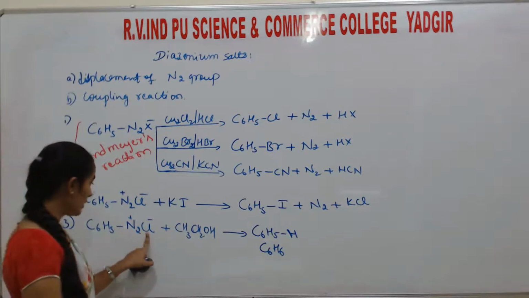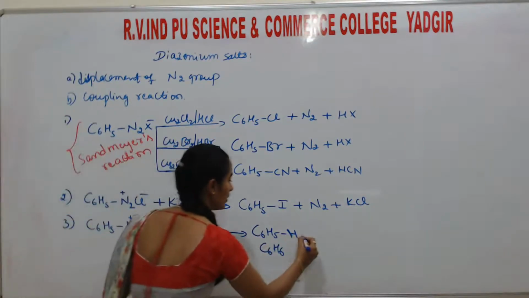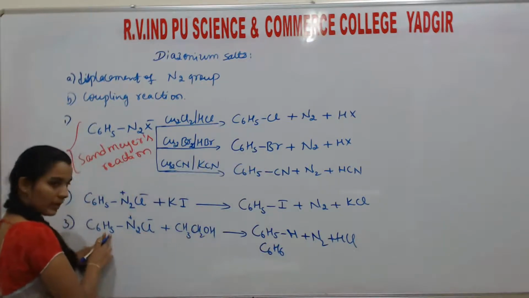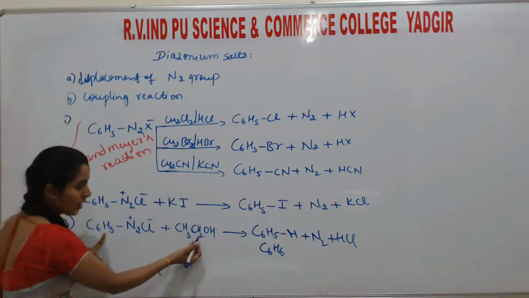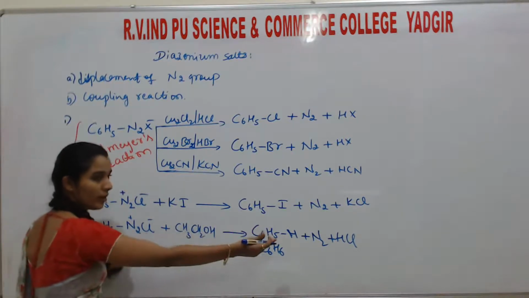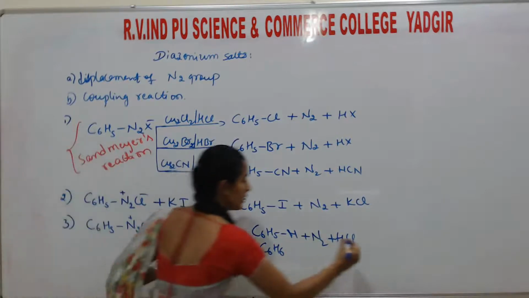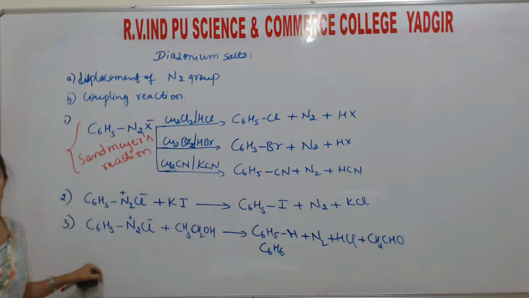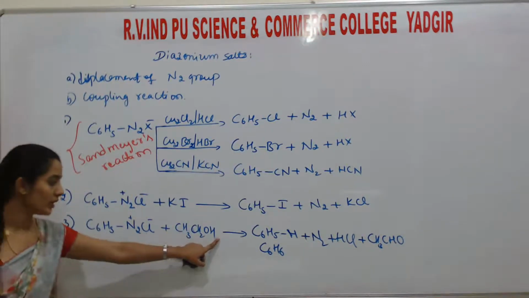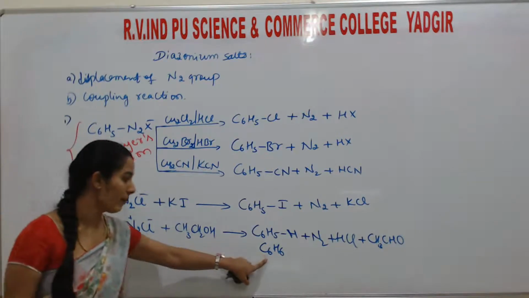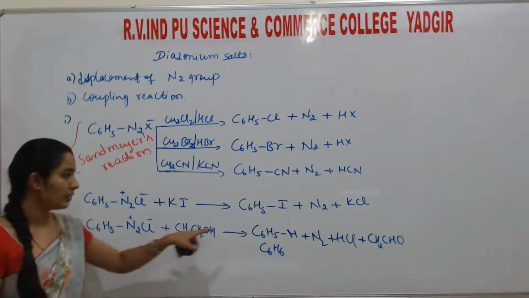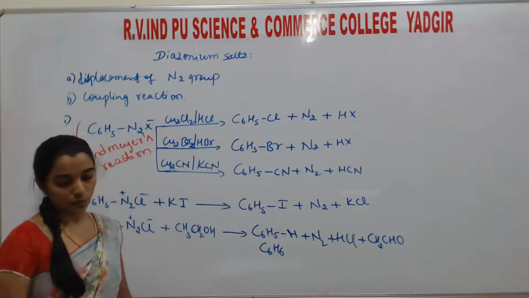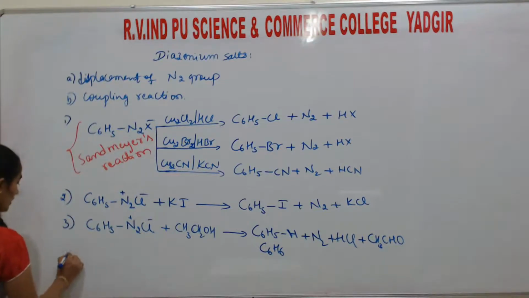Okay. Next, here Cl is there. One H is here. Here N2 plus HCl. One H is combined here, that forms C6H6. Another H combined with Cl, forms HCl. N2 remains. The remaining is CH3CHO, that is aldehyde. Understand? Here, one H is combined with this C6H5 forming C6H6. Another H combined with this Cl gives HCl. N2 displaced, remaining is CH3CHO. Okay, students?